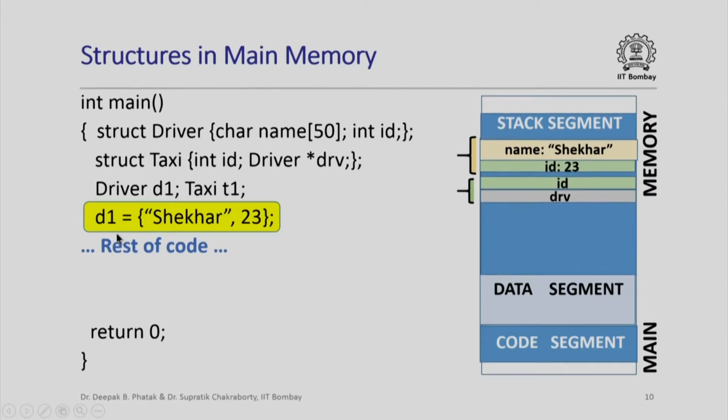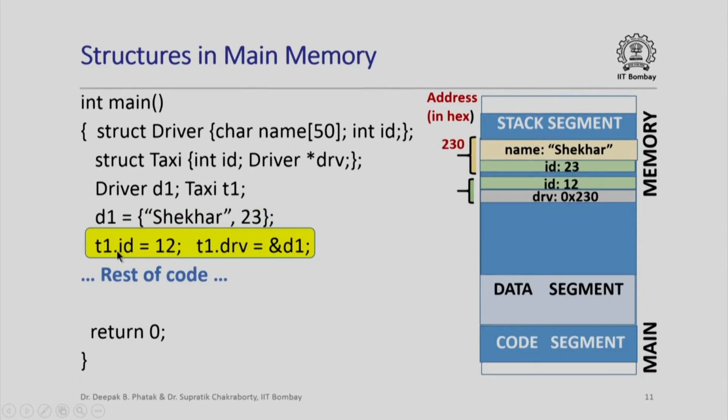Now, if I have this assignment statement, D1 is assigned Shekhar, 23, then in the space allocated for the member named name of the variable D1, the string Shekhar will be copied, and similarly 23 will be copied in the space allocated for the member named ID of the variable D1. Subsequently, if I say T1.id is assigned 12, then in the space allocated for the member ID of the variable T1, 12 will be copied.